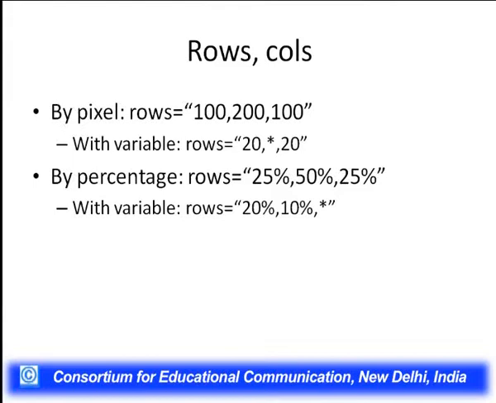Or the other way is to divide into rows or columns using the percentage of the screen area. So you can define like 25%, 25%, 50%. This means that the three rows will be, first 25%, the second 25% and the third 50%. Or you can have variable rows in percentage also, so you can define 10%, 20% and star. This means that the two rows will be as defined and the third row will be the remaining, that is the star.